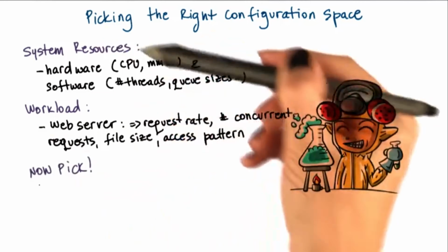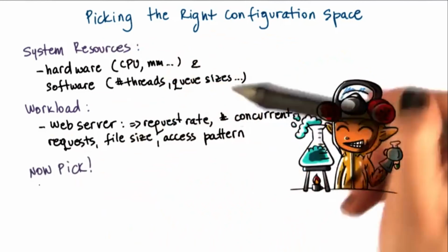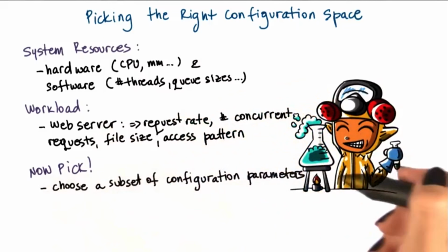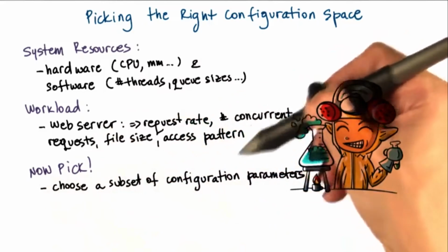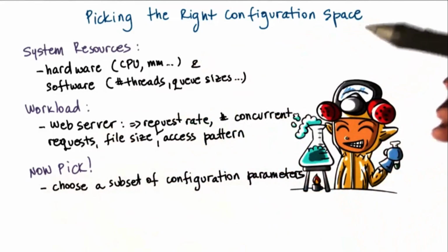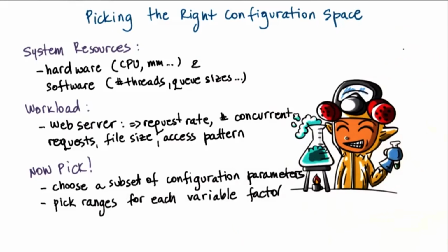And now that you understand the configuration space a little bit better, make some choices. Choose some subset of the configuration parameters that probably are most impactful when it comes to changes in the metrics that you're observing. Pick some ranges for these variable parameters. These ranges must also be relevant.